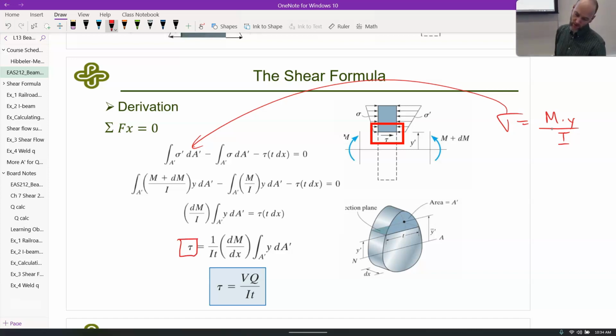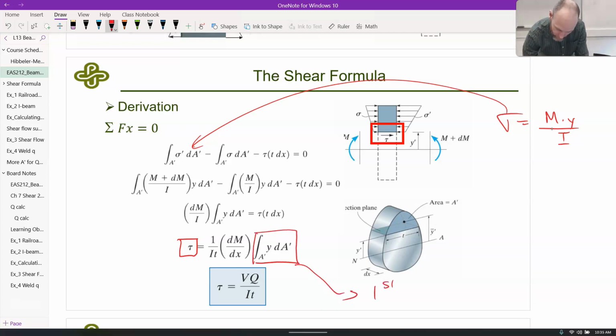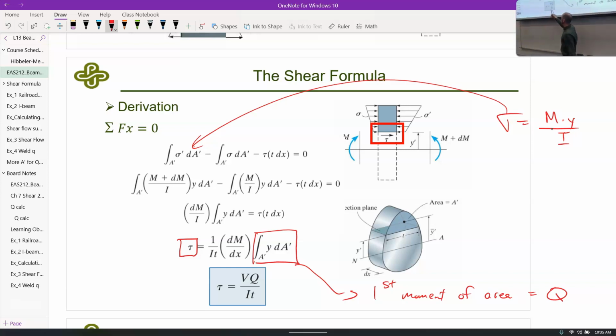The shear stress is equal to 1 over the moment of inertia and thickness of the member, times dM/dx, that's the slope of the moment diagram, which from our discussion on moment and shear diagrams, we know is equal to shear. And then we've got the integral of y dA, which is known as the first moment of area, and that is equal to Q. So that's how we plug in and get VQ over It for our shear stress.